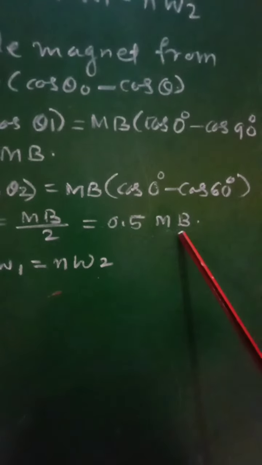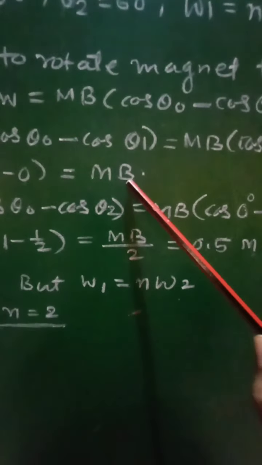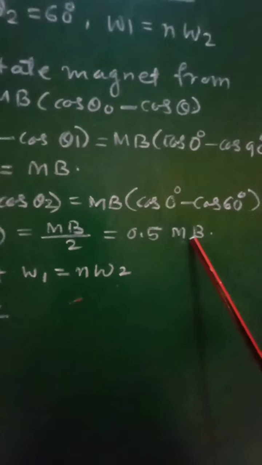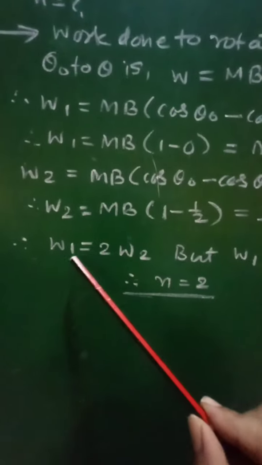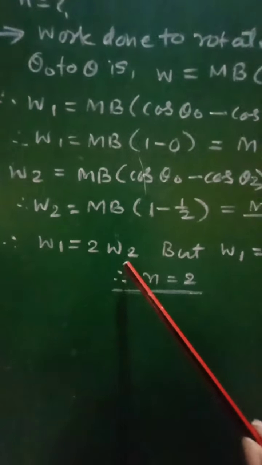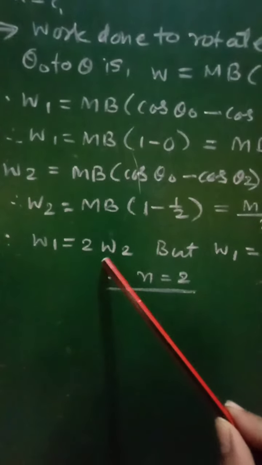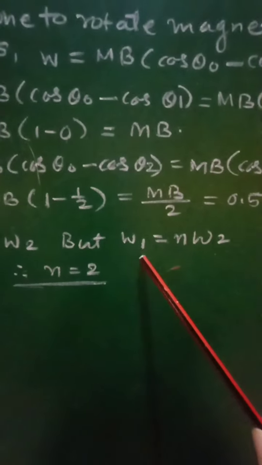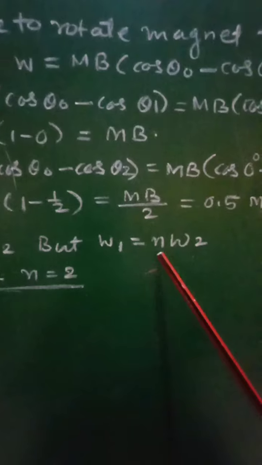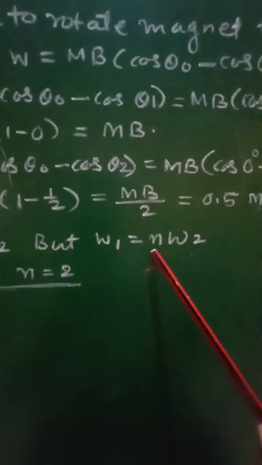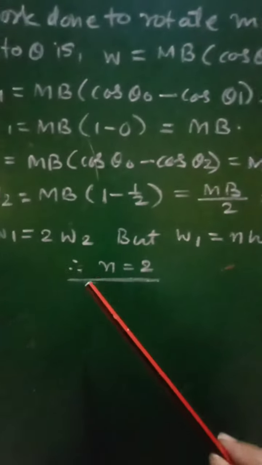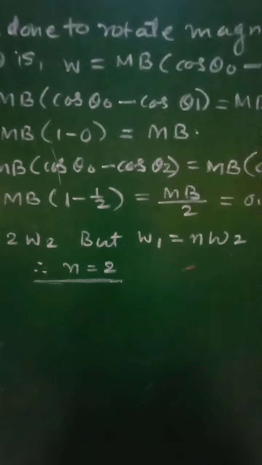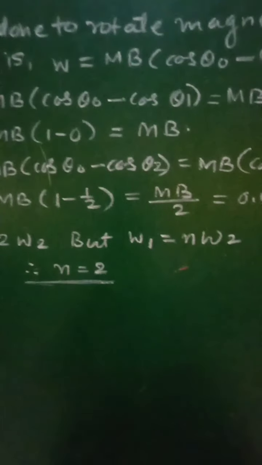So as W1 is equal to mb and W2 is equal to 0.5 mb, therefore we can write W1 is equal to 2 times W2. And therefore as per given data, W1 is equal to n W2, therefore n will be equal to 2. n is equal to 2. This is the required value of n.